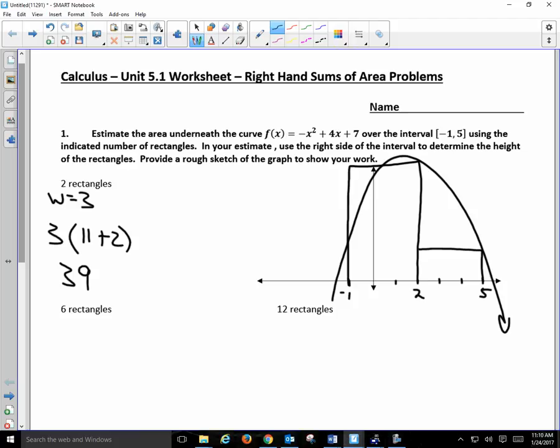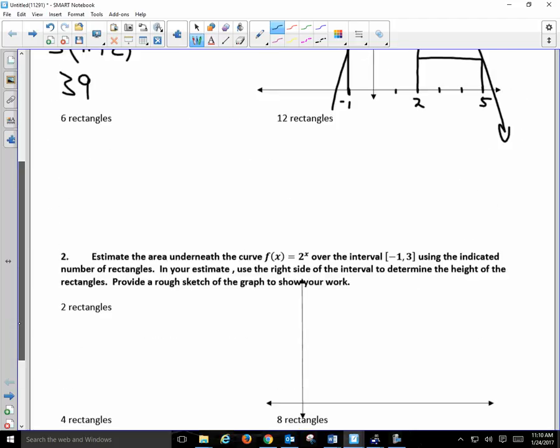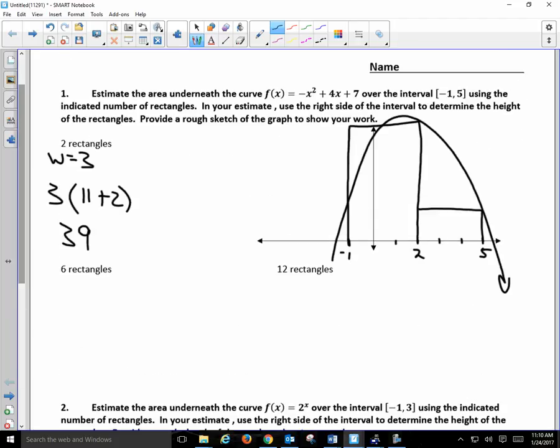What I want you to do is see if you can do the 6 and the 12. And if you get past that, move on to the next problem even. The answer key is up here. But I'm going to give you until lunch to work through this. And then after lunch, we'll start working on the other pieces that you need to learn.